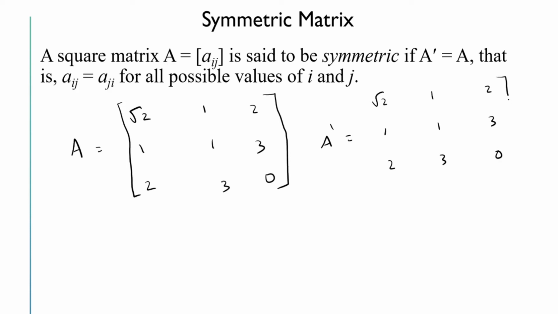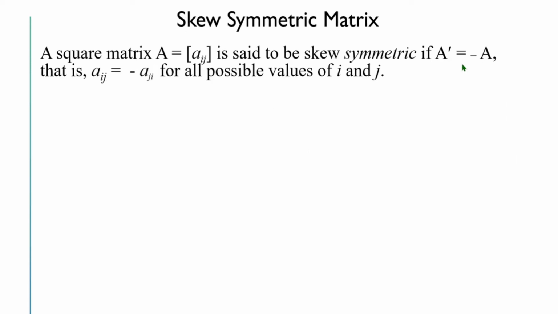Now this matrix is equal to the given matrix. This is equal to A. So in this case, we call A a symmetric matrix. So a square matrix is said to be symmetric if A transpose is equal to A. The next one is skew symmetric matrix.